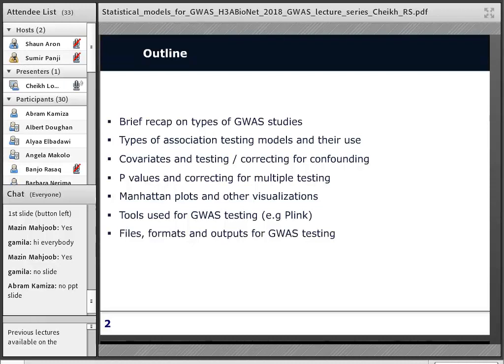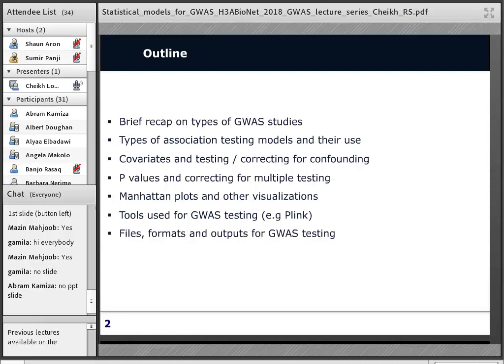And then we will see how to handle covariates and why it's important to incorporate covariates in the analysis. You would like to correct for confounding, for example, some of the effects can be just due to differences of age, and for this kind of study you have to adjust for age, for example.